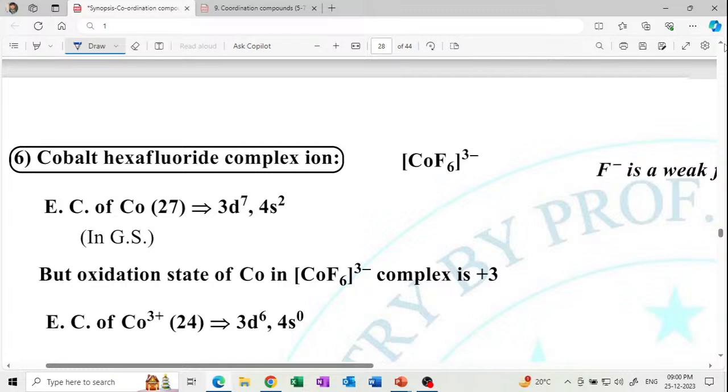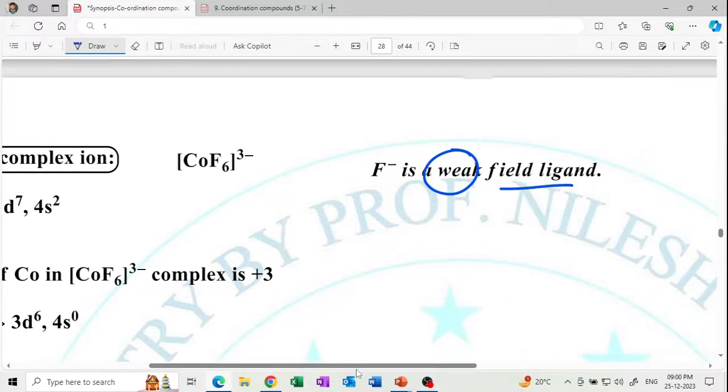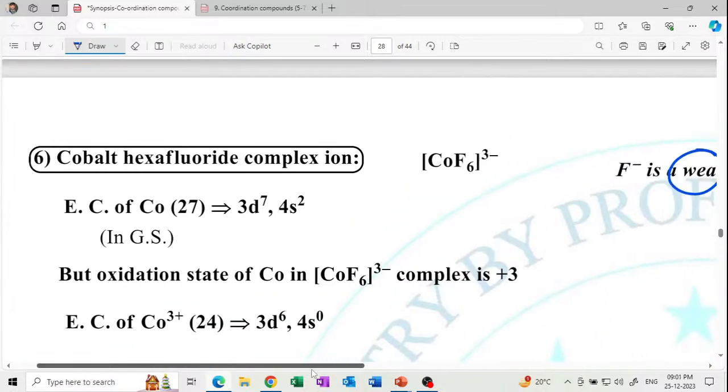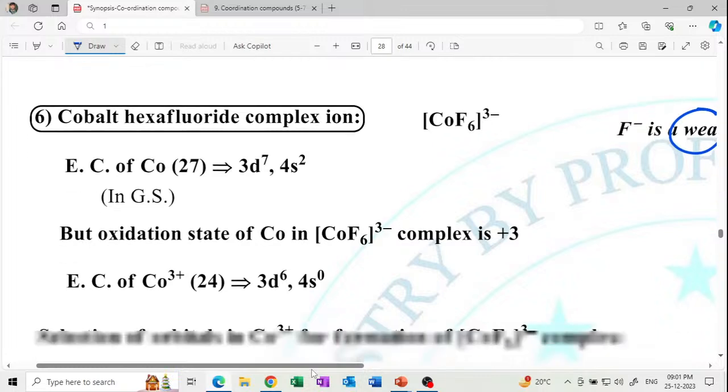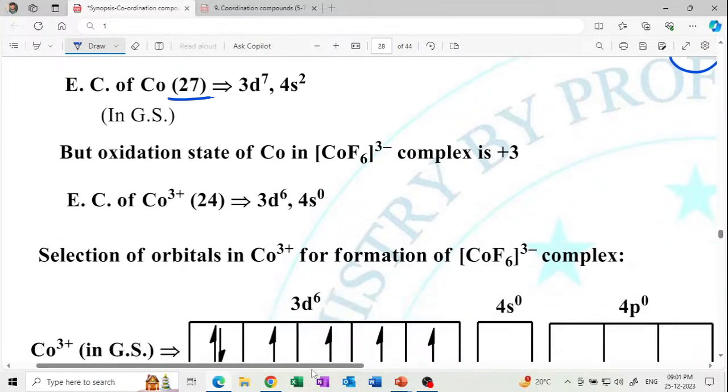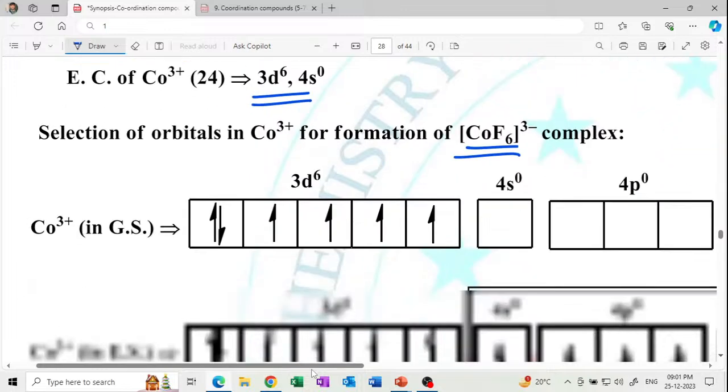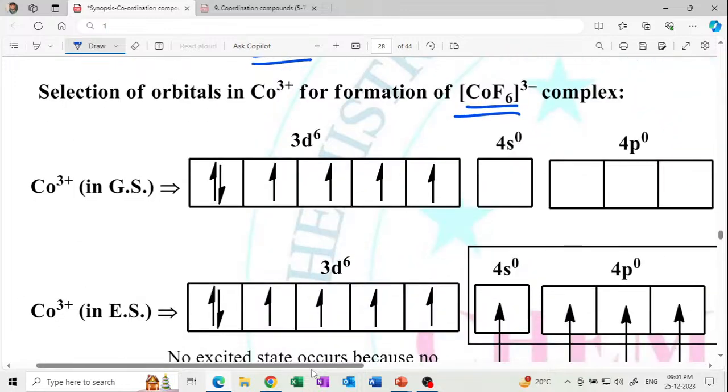Okay, so this is the cobalt hexafluoro complex. Fluorine is a weak field ligand. So in this way, the cobalt hexafluoro complex is the same as before. Cobalt is 27, 3d7 4s2. The oxidation state of cobalt in [CoF6]3- is plus 3, so 3d6 4s0. So that's Co plus 3. Then cobalt is in the ground state.